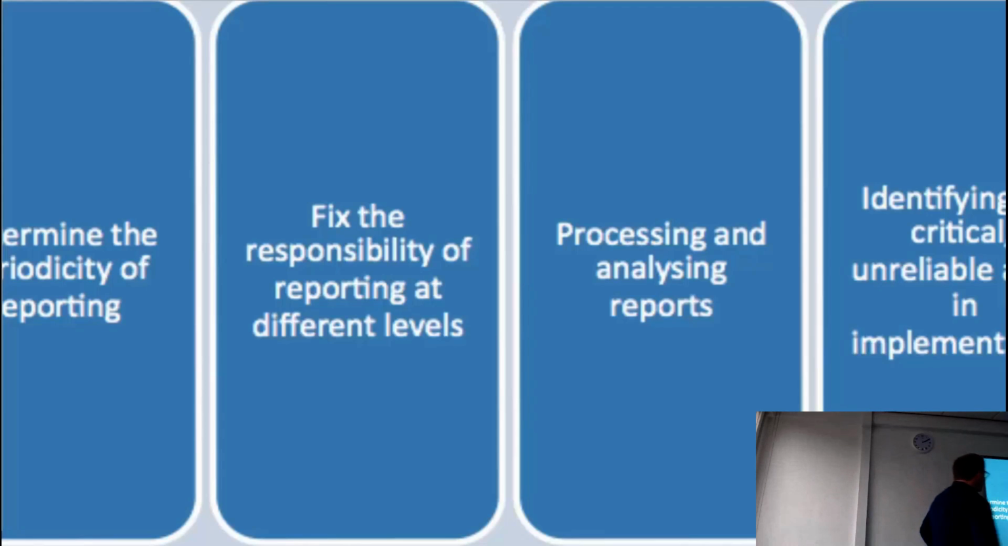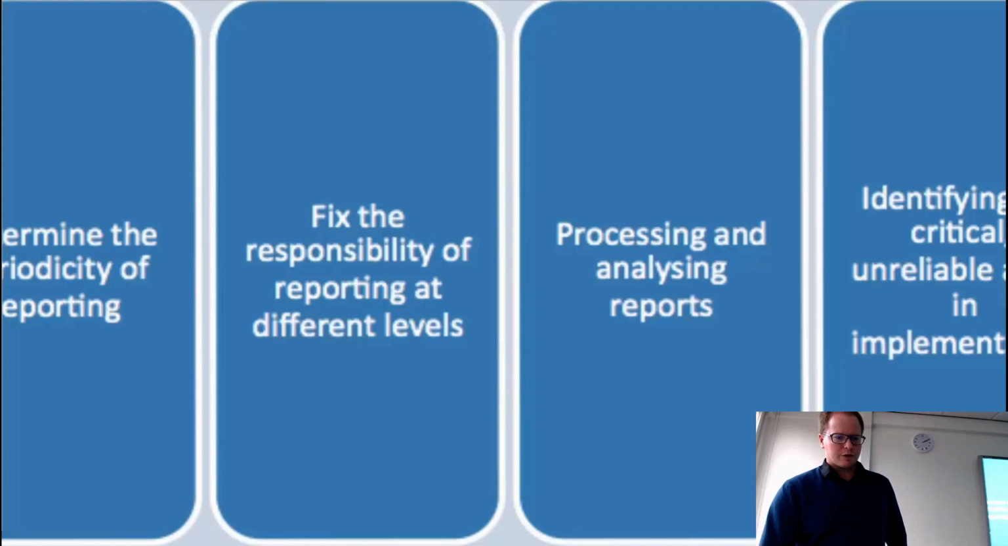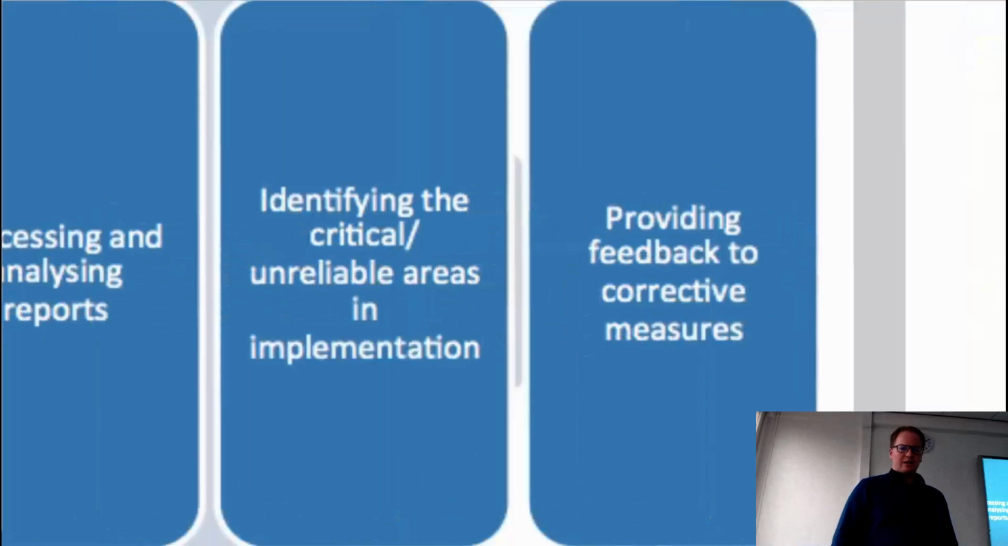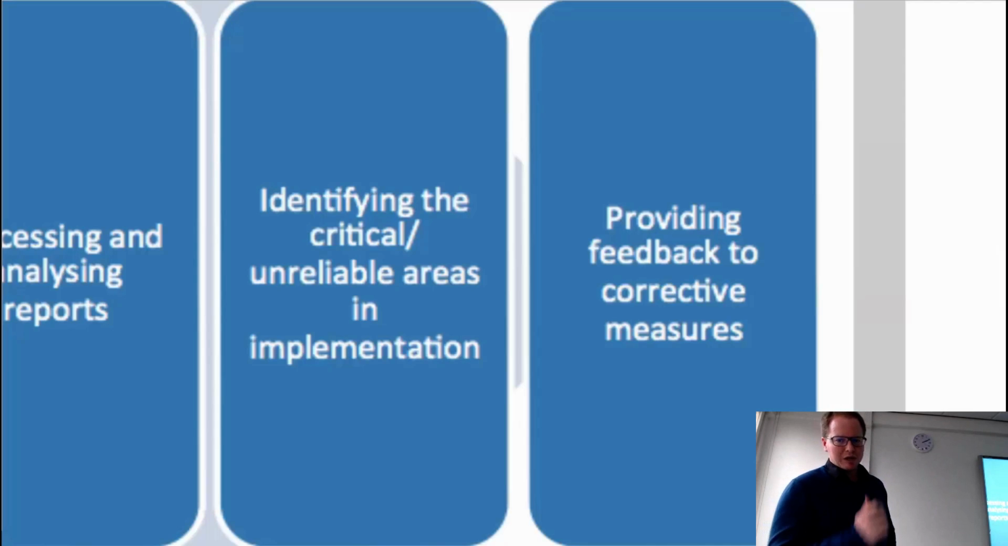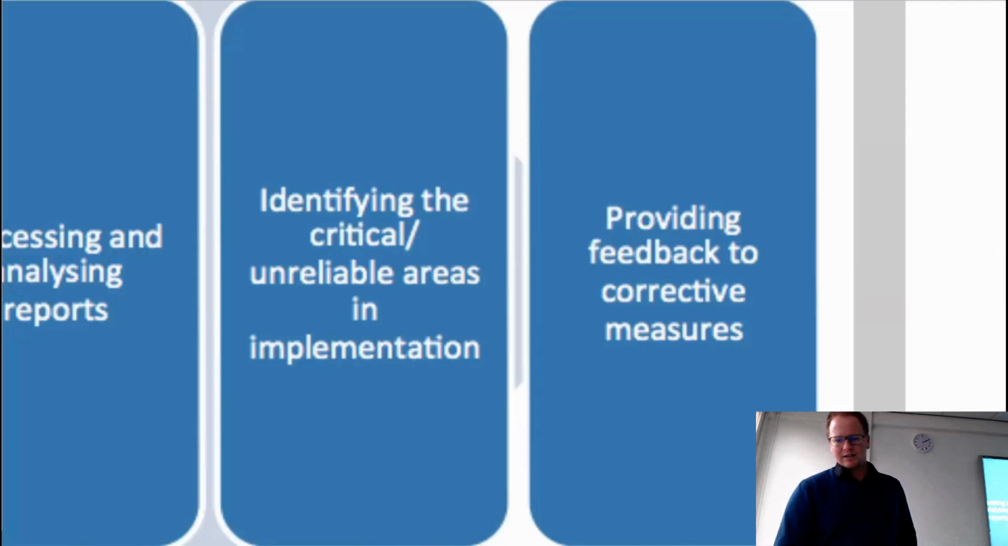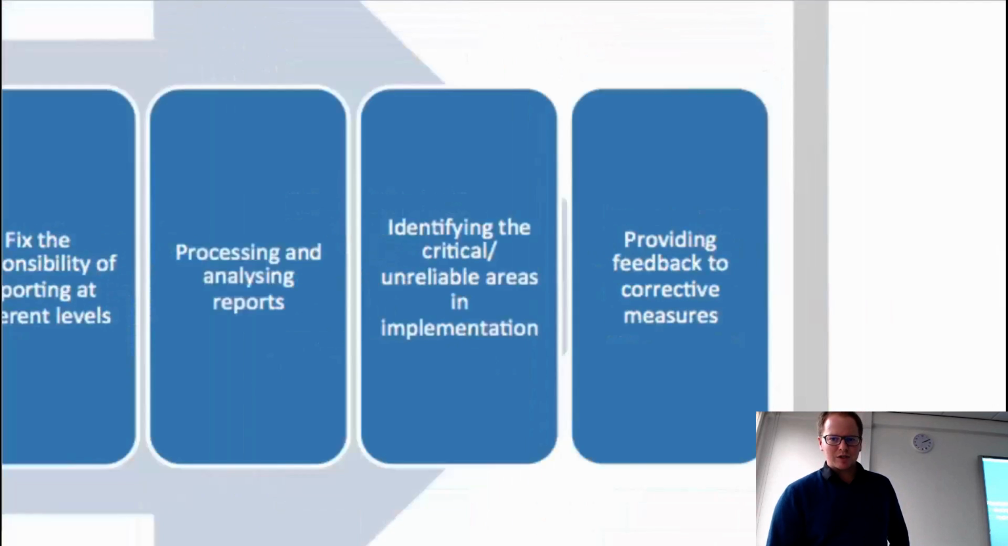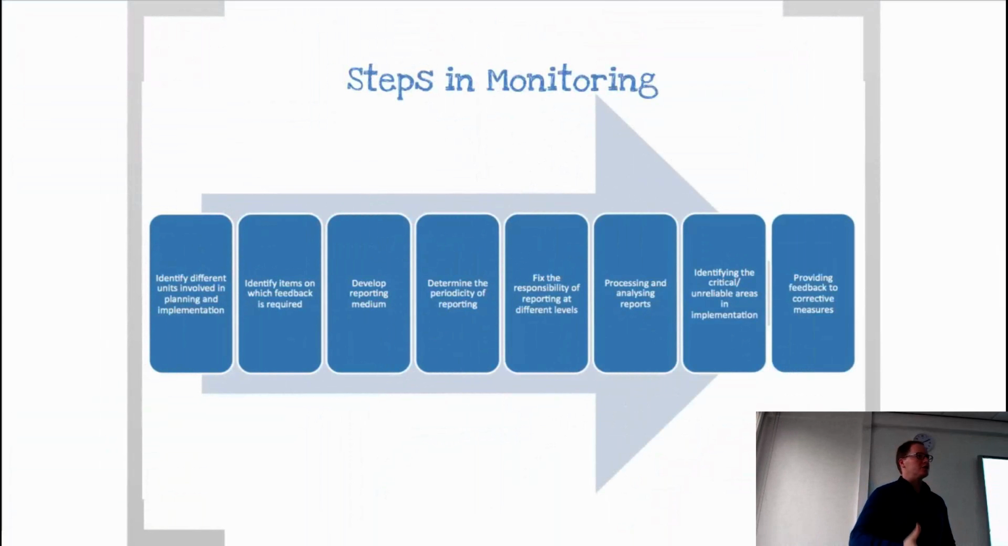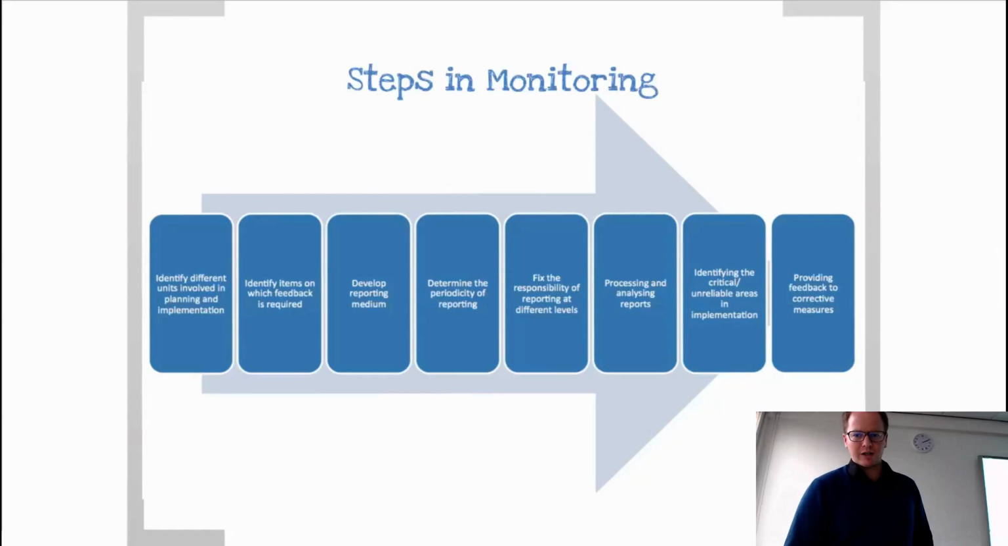So once responsibility is given for the reporting, and this should go to the different levels that are actually affected by it, then you can look at processing and analyzing the reports against what's desirable, and identify potential dimensions for sustainability, then identify the critical and unreliable areas in implementation, and last but not least, provide feedback to corrective measures. So this can be, in some cases, as I've identified, past the project implementation, which makes it a bit of a hot potato for a project manager. But at the same time, it should be put in place so you have this contingency, so your projects are seen to perform in the right way.